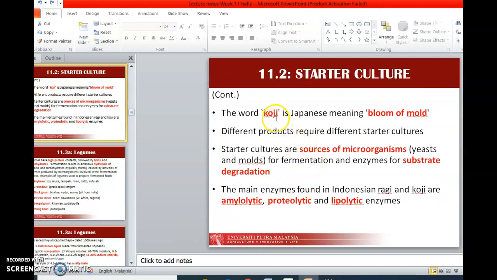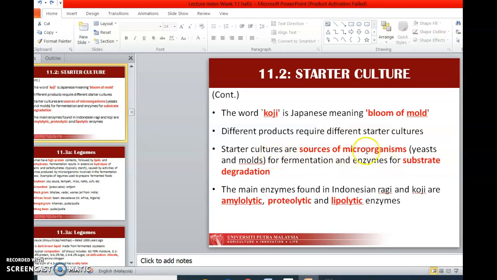In Japan, the starter culture is usually known as koji, but sometimes koji can be referred to as Aspergillus oryzae. But the meaning is actually the bloom of mold. Different products require different starter cultures. So koji, although usually referred to as Aspergillus oryzae, it can also mean another thing depending on the organism that we use.